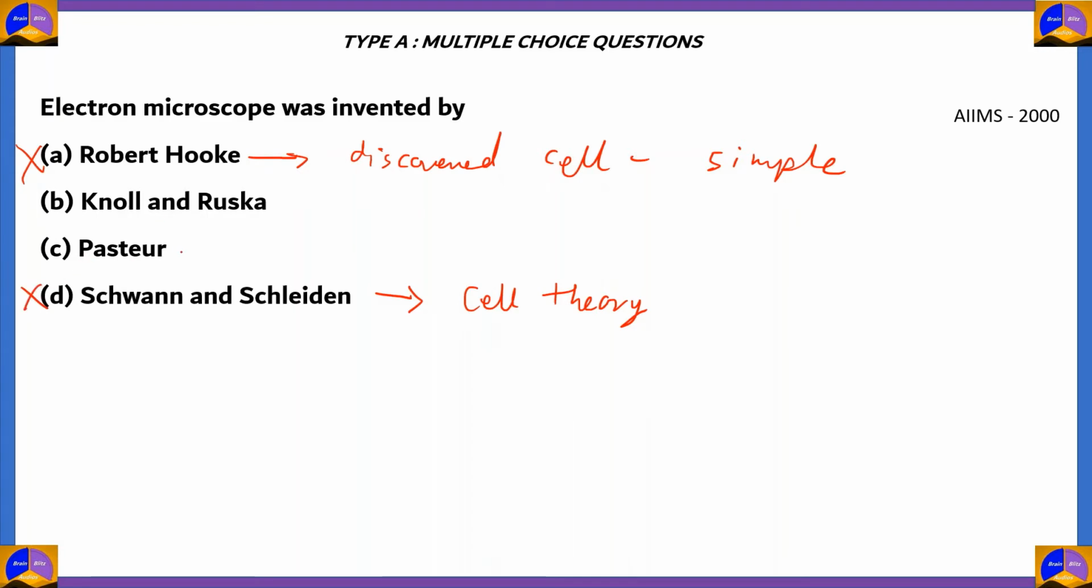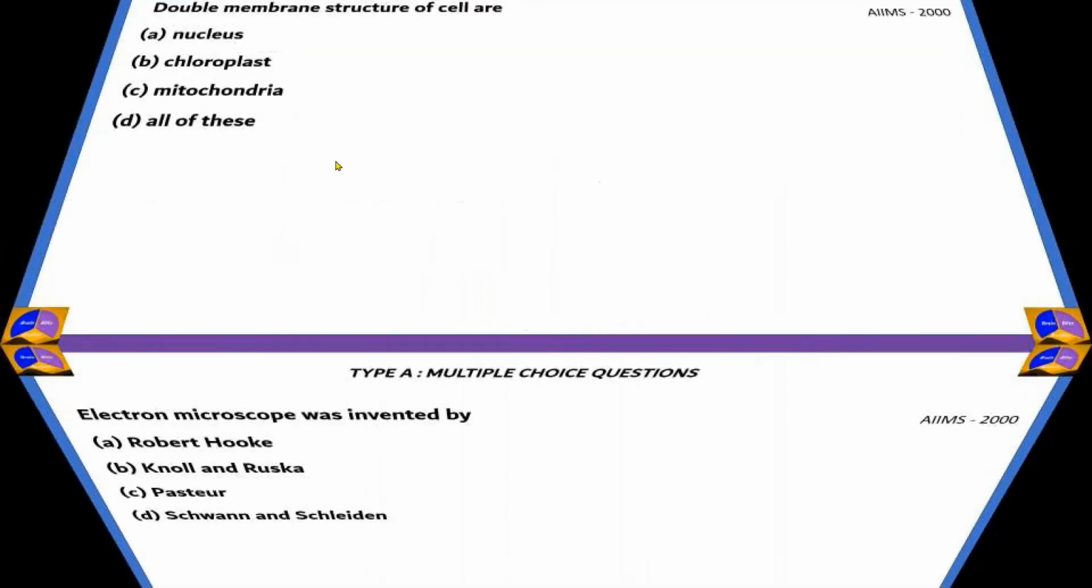What about option C, Pasteur? Pasteur is famous for pasteurization and other studies on microbes. So option C is incorrect. The right answer is option B, Knoll and Ruska. They invented the electron microscope in 1932. Option B is the right answer.